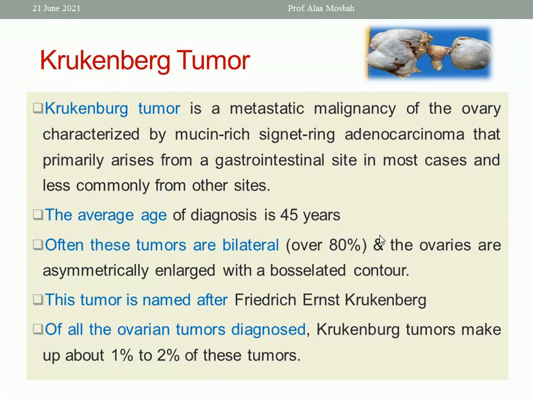Often these tumors are bilateral, as in this picture. This is a bilateral Krukenberg tumor. Over 80% are bilateral. This tumor is named after Frederick Ernst Krukenberg. Of all the ovarian tumors diagnosed, Krukenberg tumor makes up about 1 to 2% of these tumors.